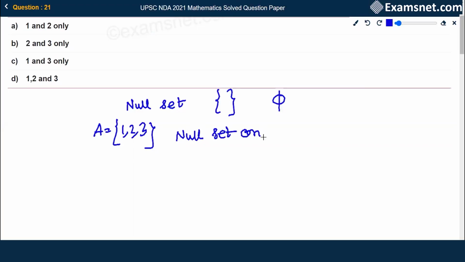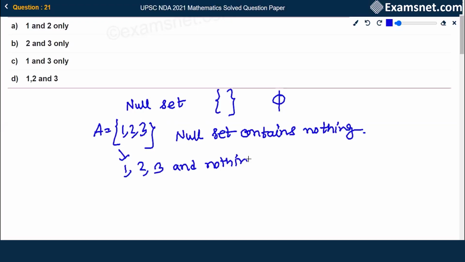Null set contains nothing. And what does A contain here? 1, 2, 3, and nothing. Because when we find the intersection of A and null set, what will we find? Nothing. We will find null set, correct?